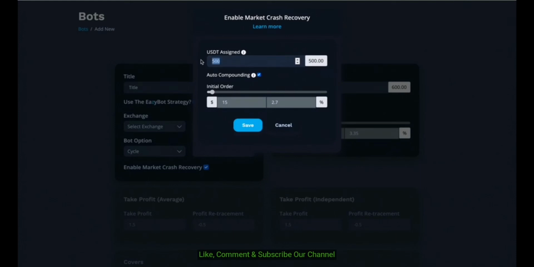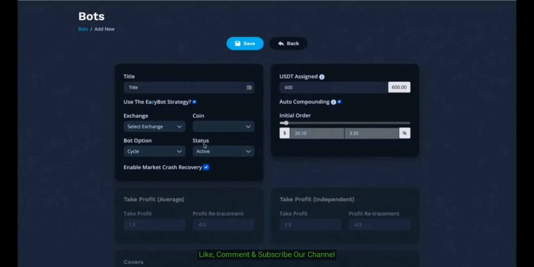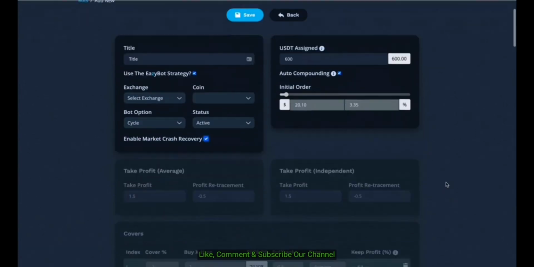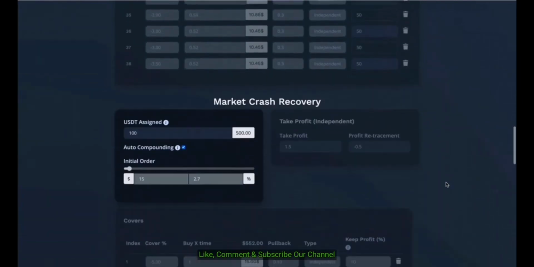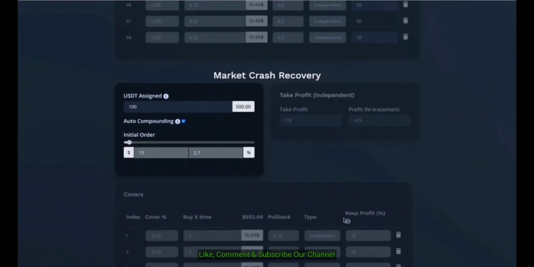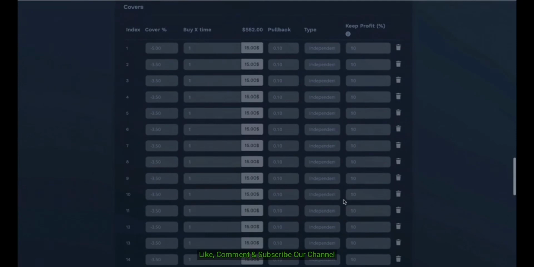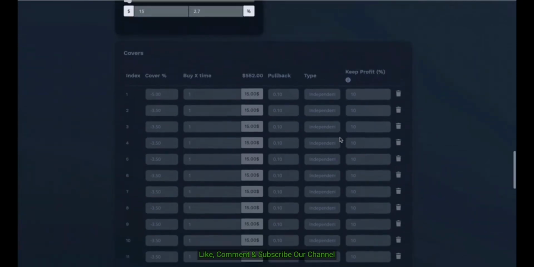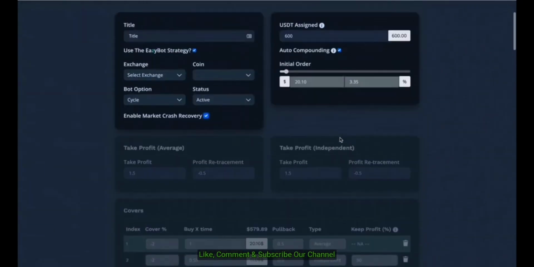Once you've done that, let's say we wanted to make it $100. You simply hit save, and now we've enabled market crash recovery. You can see that checkbox here. Once we do that, you'll notice that there is now an entirely different section of covers. I'm not going to get into the details on this here, but I wanted to answer those three questions.